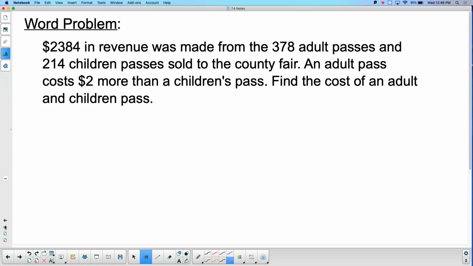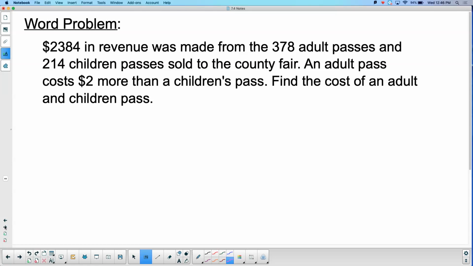What would be 2x plus y equals 2,384? Don't like it. Okay. One, because I don't know what x is and I don't know what y is. X being the adult passes, and y being children's passes. Are you okay with x being adult passes and y being children's passes? A and C? Okay. All right, let's go A and C. So what do you got for A and C for me?